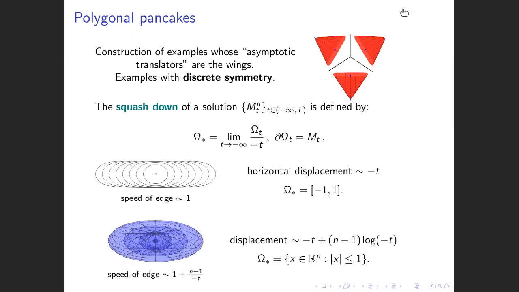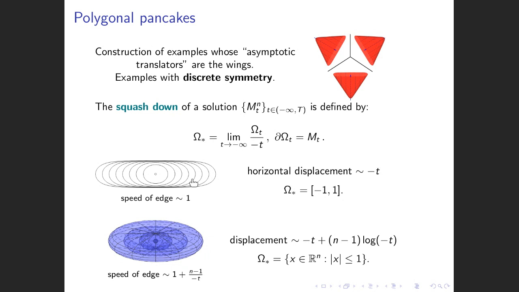All right, so what we came up with to do this is to use what we call the squash down. So you have a solution M_t and look at Omega_t to be the interior of M_t. So M_t is the boundary of Omega_t. And we take Omega_t and we scale it by minus t. So these Omega_t's grow bigger and bigger. Now we scale them down and call this limit Omega star.